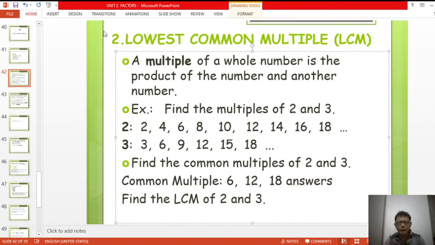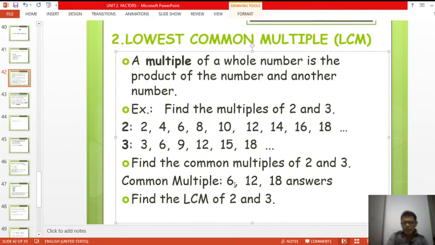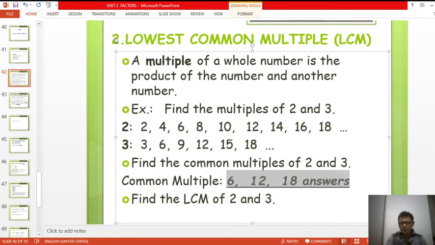Okay, look at that. Now find the LCM of 2 and 3, meaning the lowest common multiple of 2 and 3. So what will be your answer? Now, since you have this as your answers for common multiple, right? That is your common multiple. Okay, so what do you think is the lowest between 6, 12, and 18? It's very obvious.